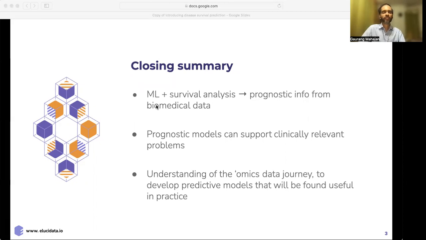But it has to be remembered that molecular omics data has its quirks, and fully realizing its potential for practically useful survival prediction will require a domain-aware understanding of the data journey from sample collection to its eventual use in tabular form in the downstream modeling process.